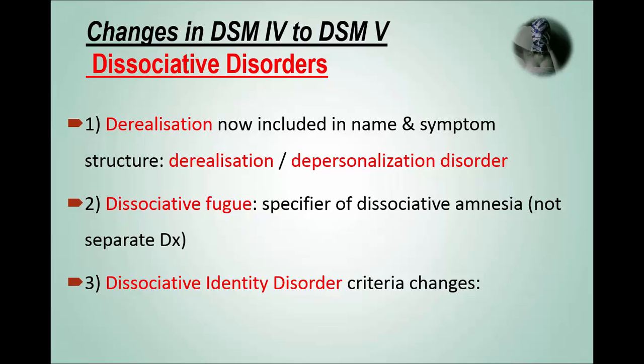Derealization is now included both in the name and symptom structure of what was previously called depersonalization disorder. It is now called depersonalization and derealization disorder. Secondly, dissociative fugue is now a specifier, that is, an additional descriptive element of dissociative amnesia, rather than being a separate diagnosis. And thirdly, the specific diagnostic criteria for dissociative identity disorder have been expanded in the following way.